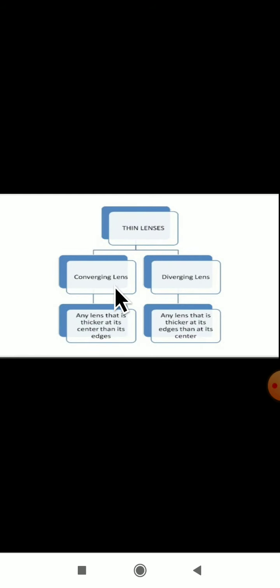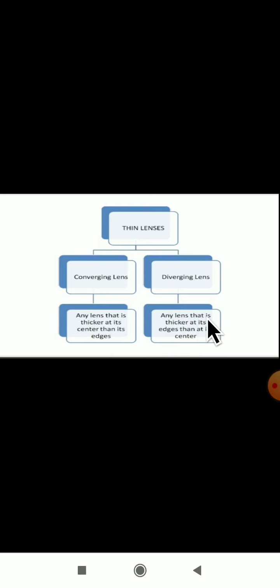See, there are two types of lenses. One is a converging lens and one is a diverging lens. Another name for converging is convex and another name for diverging is concave. A convex lens is any lens that is thicker at its center than its edges. If you see the edges of a converging lens, they will be thin, but the center part will be thicker.